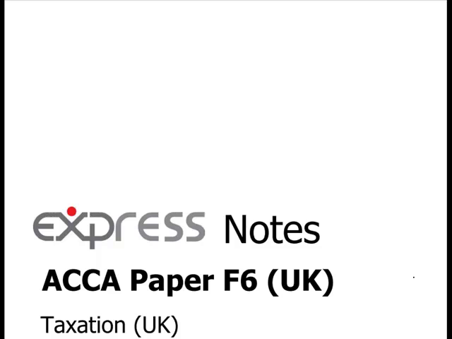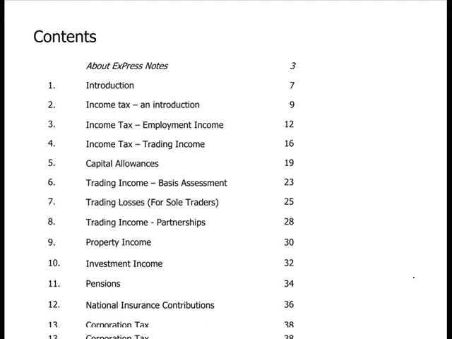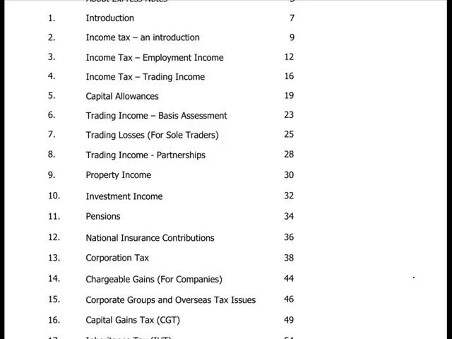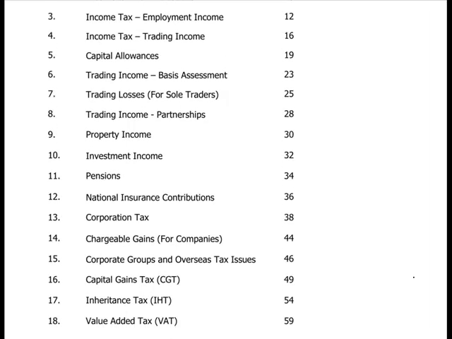Okay, what are we going to look at? Well, here are the contents about Express Notes: the introduction, income tax and capital allowances, trading income through trading losses, property income, investment income, pensions, national insurance, corporation tax, chargeable gains, capital gains, inheritance tax, and finishing with VAT. Quite a few chapters, quite a lot to get through. Let's crack on.